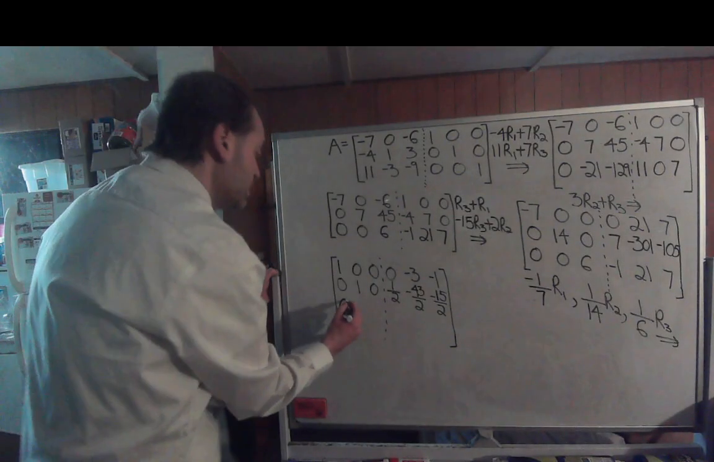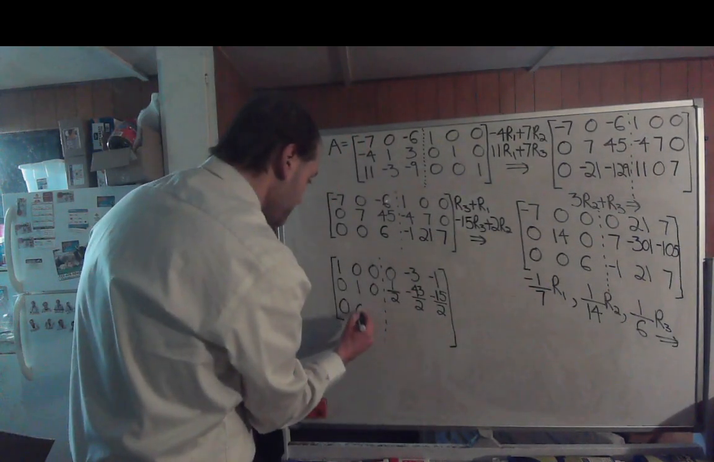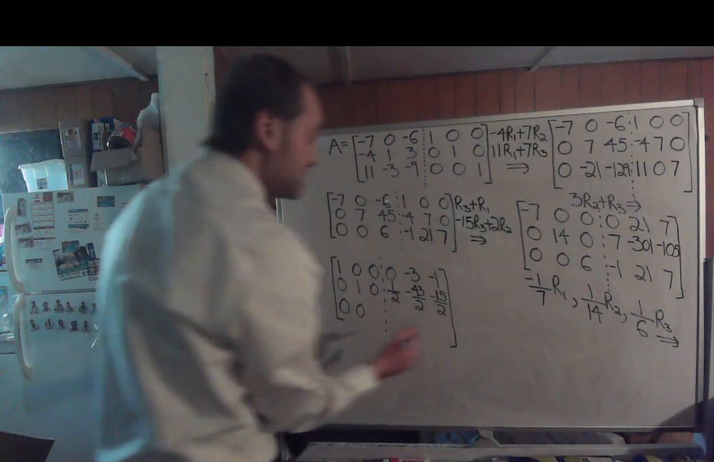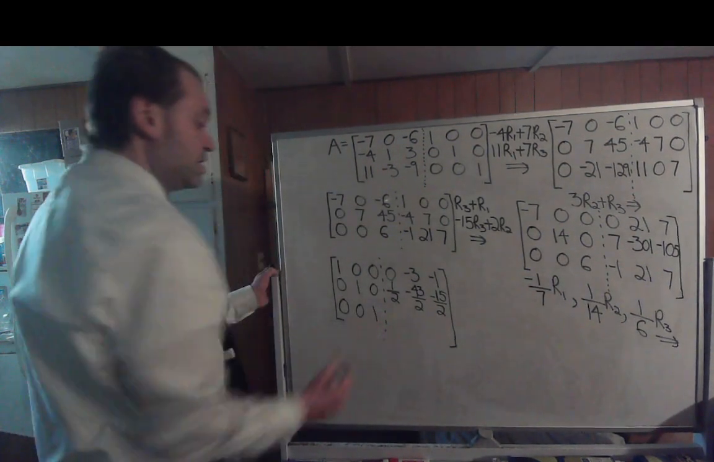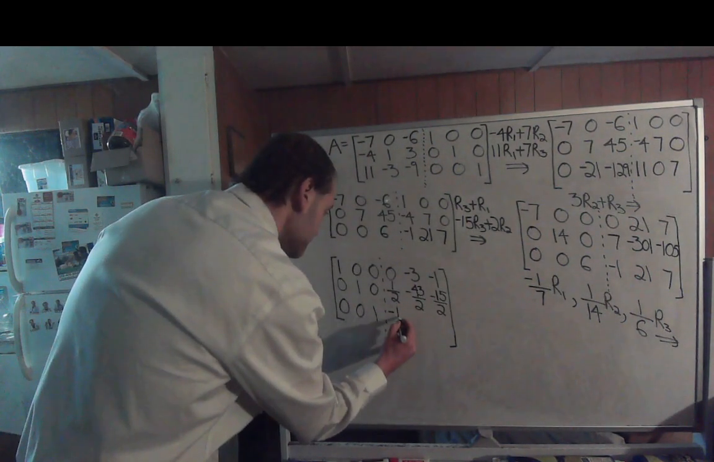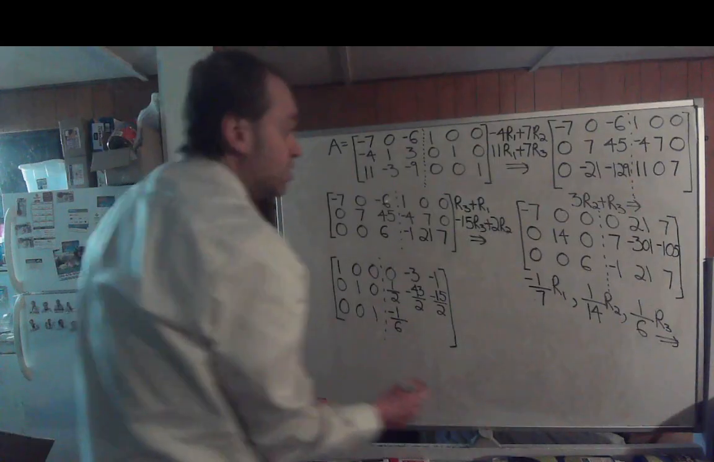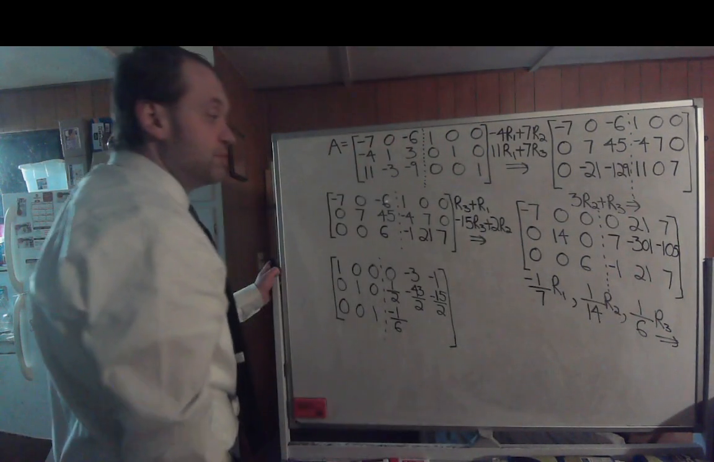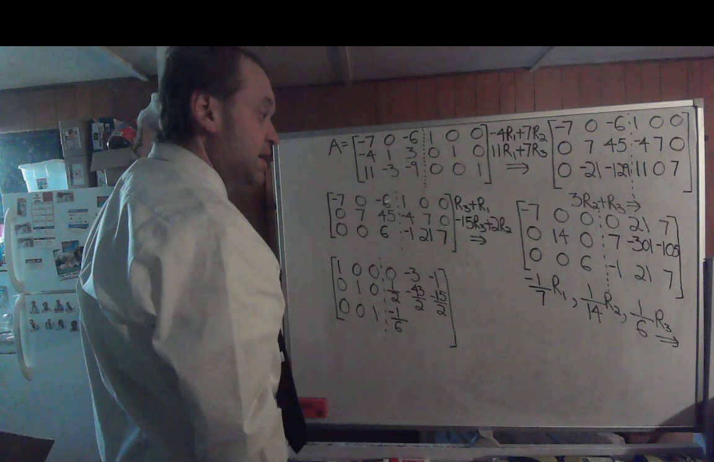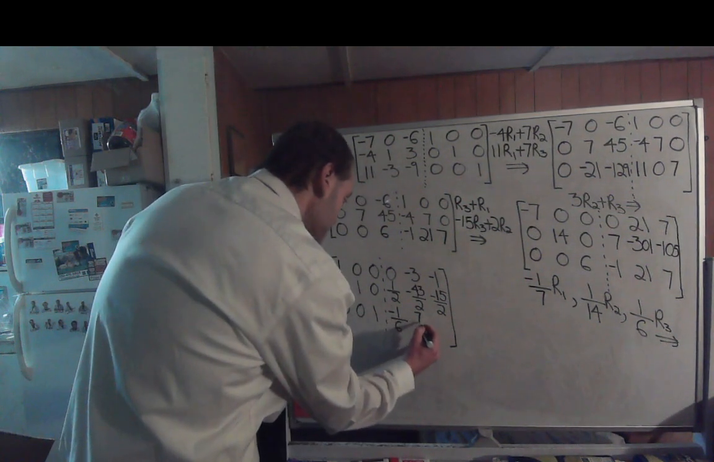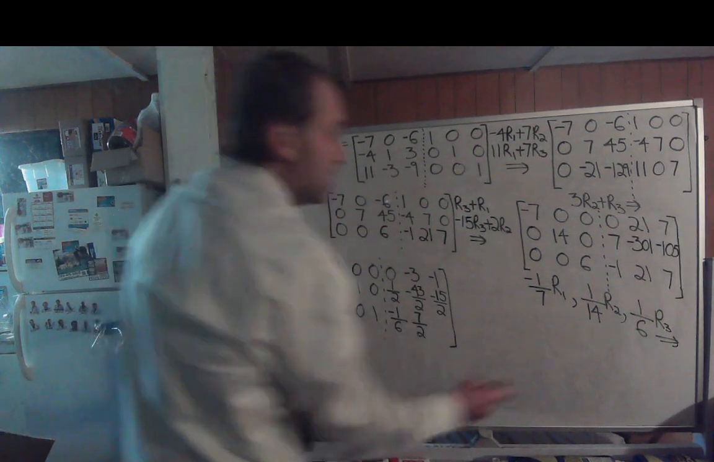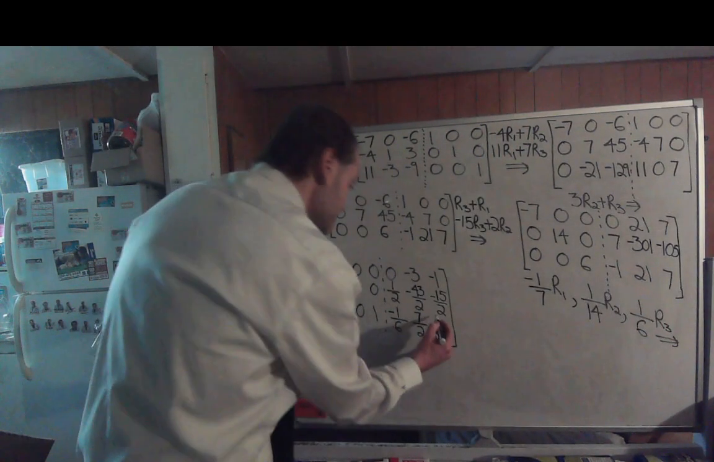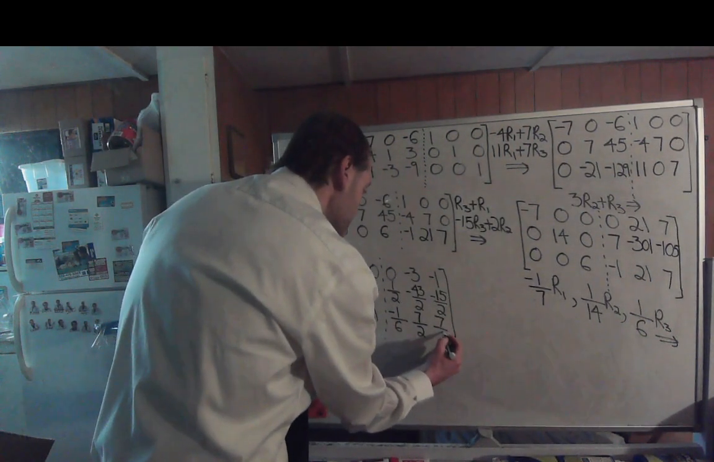So 1/6 of 0 is 0. Again, 1/6 of 0 is 0. 1/6 of 6 is going to be 1. Alright, so 1/6 of negative 1 would be negative 1/6. 1/6 of 21, both divide by 3, you would get 7/2. And then 1/6 of 7 would just give you 7/6.